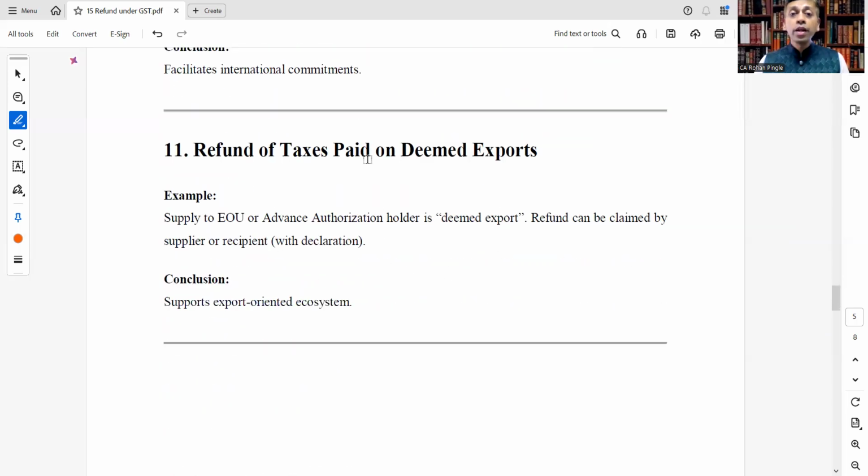Refund of taxes paid on deemed exports. Let's say for example, supply to an export oriented unit or advance authorization holder is deemed export, correct? Supply to EOU, export oriented unit, or advance authorization holder is deemed export, and refund can be claimed by supplier or recipient with declaration. So the conclusion is it supports the export oriented ecosystem.